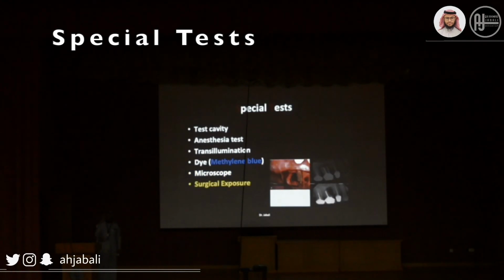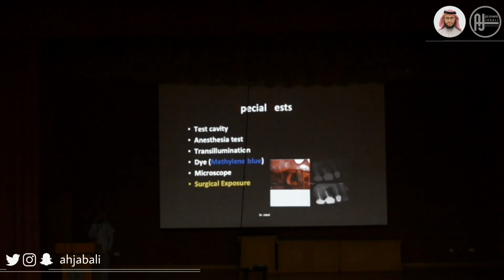Surgical exposure, sometimes we need to do a surgical exposure. We need to open a flap and to see what is the problem, because sometimes we cannot just do a diagnosis from a clinical examination or radiographic examination. Then we have to do a surgery to check if there is, like in this tooth, there was a vertical root fracture and we couldn't see it in the regular X-rays. Nowadays we can use the CBCT to help us diagnose the vertical root fracture.